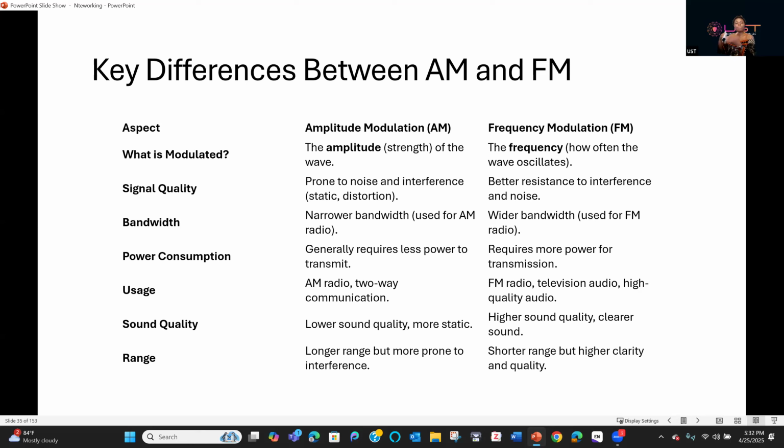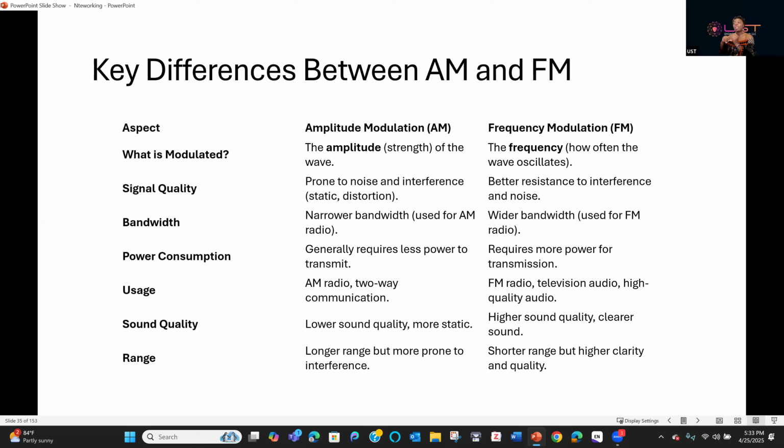And any good student will want to do some more research. Why are we comparing this? Why are we making this claim? Right? What of bandwidth? Narrower bandwidth used for AM radio, wider bandwidth used for FM radio. Power consumption, generally requires less power to transmit for AM, requires more power to transmit for FM. Usage, AM radio, two-way communication; FM radio, television, audio, high quality audio. Sound quality, lower sound quality, more static, but higher sound quality, clearer sound.